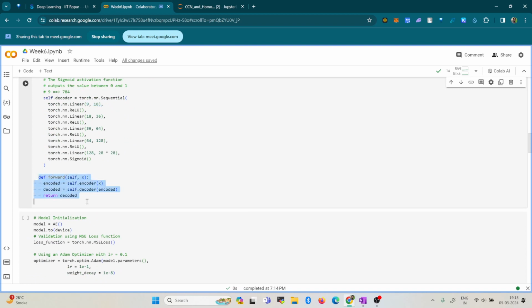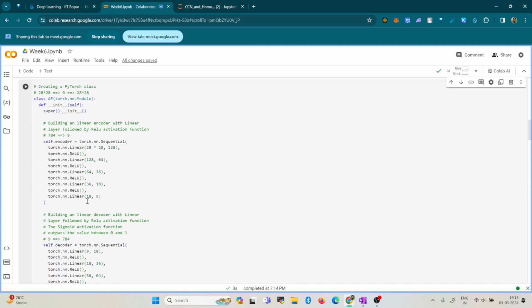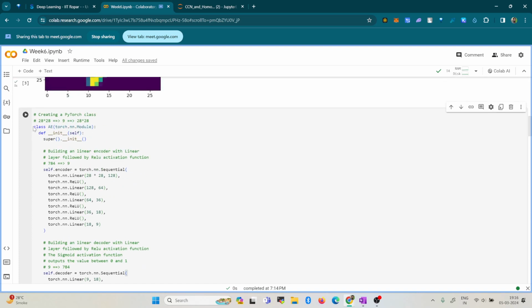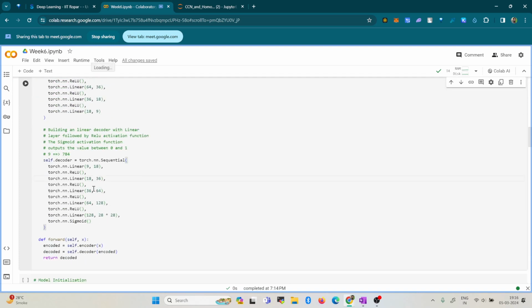Now I need to define something known as the forward pass. When you define forward, you need to mention how a data point that enters this class would pass through. When it enters, it should first go through the encoder. So you have x, you pass x through the encoder, and you receive something known as encoded. Then you pass this encoded through the decoder to receive decoded, and finally return decoded. This is what your autoencoder does, right? So we have defined such a class which will do these things for you.